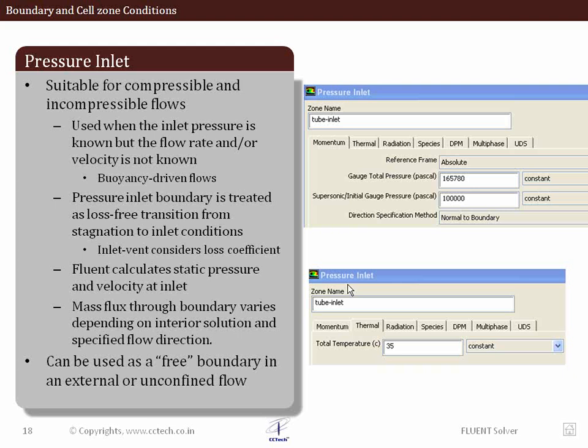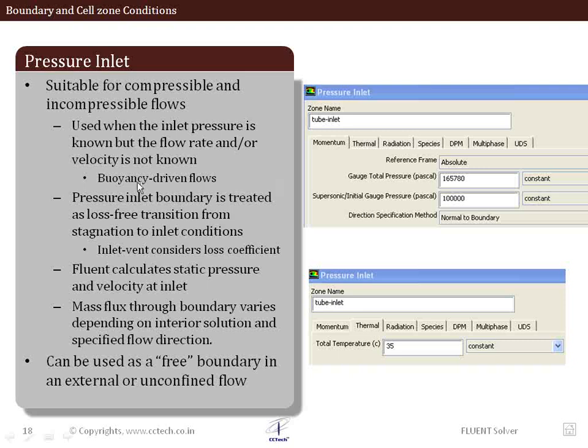What we usually require for a pressure inlet boundary, therefore, is the total pressure. Mind you, it's the total pressure, but in gauge terms. So we don't include the operating pressure. We speak with respect to the reference pressure, the operating pressure. We specify the total pressure value at the inlet. And again, the supersonic initial gauge pressure has the same sense. If I initialize the problem or if the flow becomes locally supersonic, then this static pressure value is used. It doesn't use the gauge total pressure value anymore.